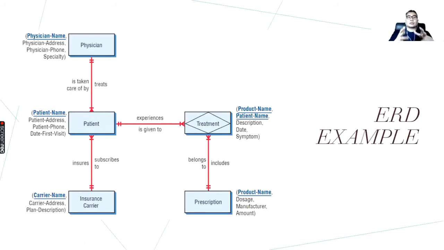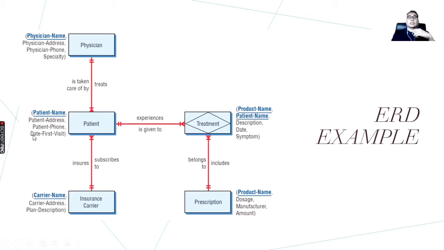In this example, we have a process where physicians treat patients. The first entity is the physician and the second entity is the patient. The relationship between the physician and the patient is that physicians treat the patient, and vice versa, the patient is being treated by the physician. Now, on the left here, we can see the attributes of the physician, which are the physician name, address, and so on. While on the patient entity, the attributes are the patient name, patient address, and so on.